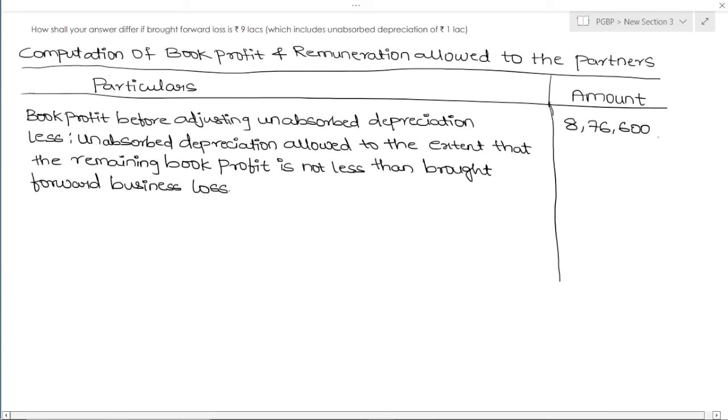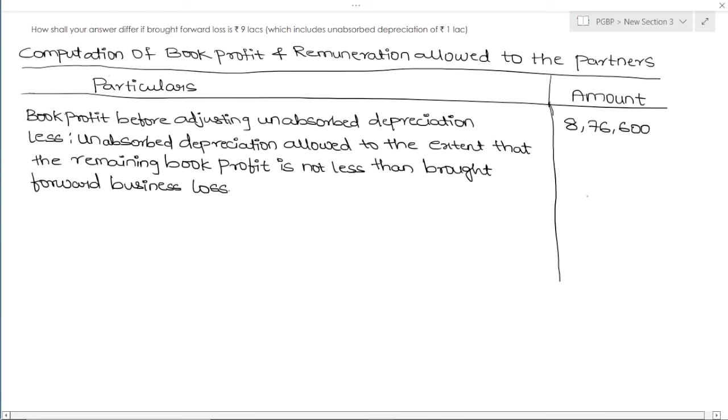So my duty is to ensure that my book profit is not less than brought forward business loss. So simply it should not be less than 8 lakhs. So suppose if I write my book profit is 8 lakhs, then 8,76,600 is the book profit before unabsorbed depreciation. I should deduct something where my book profit is 8 lakhs. Okay, not go below that.